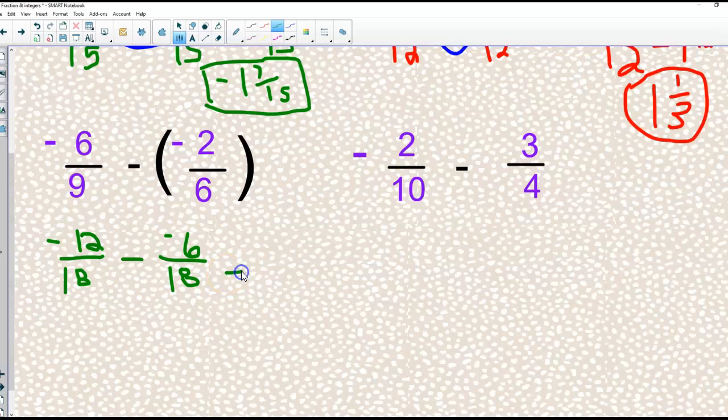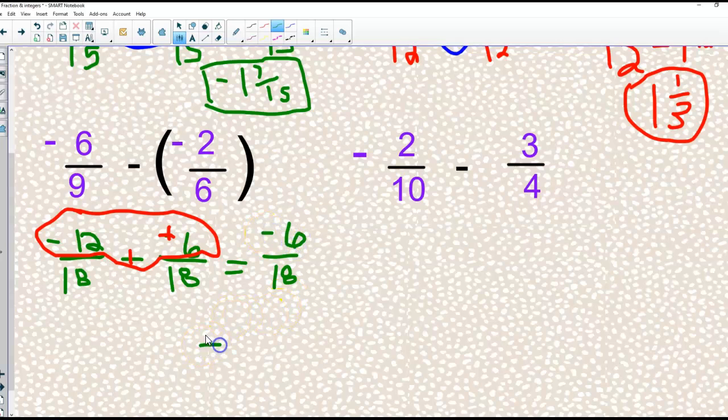Okay, so we're ready because we have a common denominator to solve this. So my denominator stays the same as 18. Numerators say negative 12 minus a negative 6. So leave, change, opposite. So your problem is negative 12 plus a positive 6. So two different signs, so I subtract and keep the sign of the larger number. So that makes this a negative 6 here.